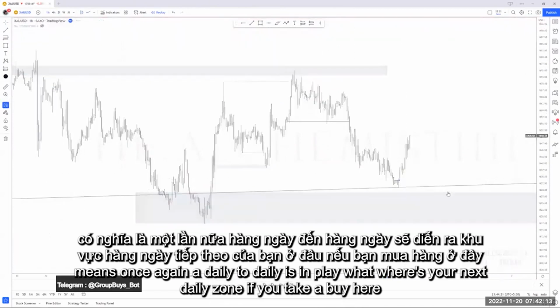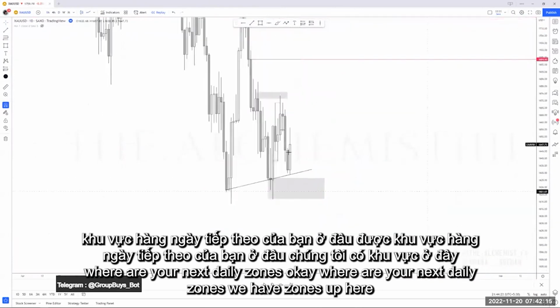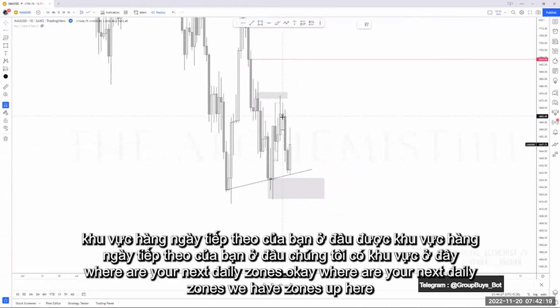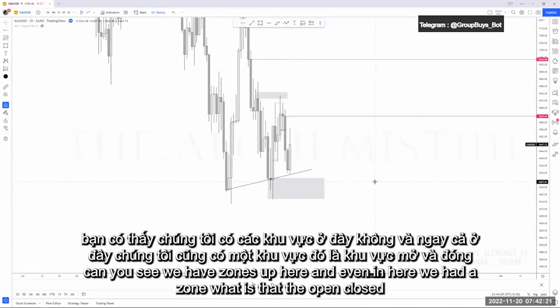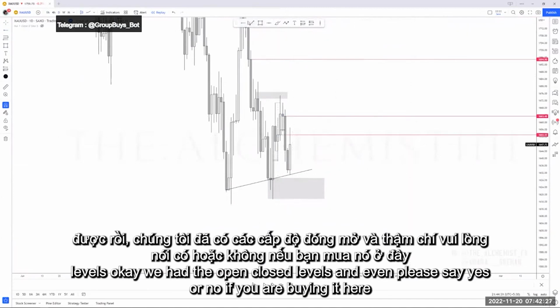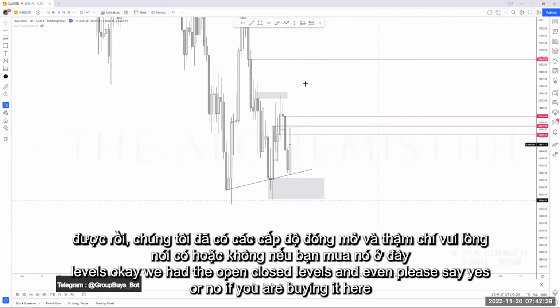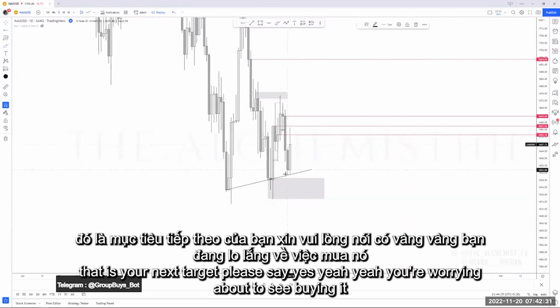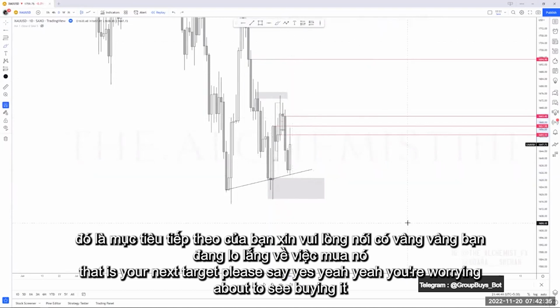Where's your next daily zone? If you take a buy here, where are your next daily zones? We have zones up here. Can you see it? We have zones up here, and even in here we had a zone. What is that? The open close levels. We had the open close levels and even these areas. So now, if you are buying it here, where is your next target? These areas, where you're worrying about.